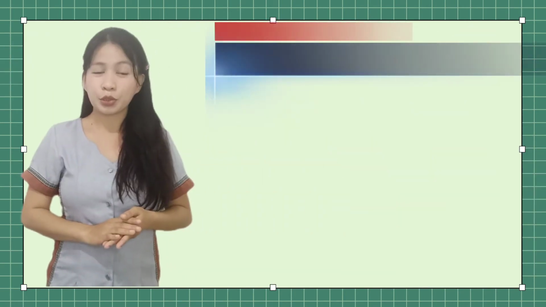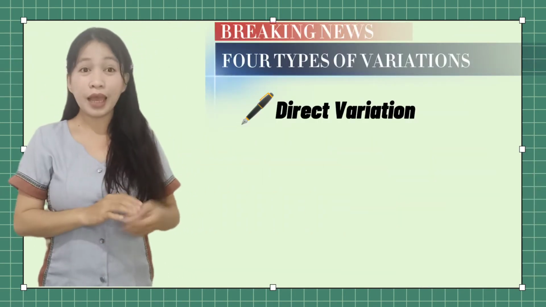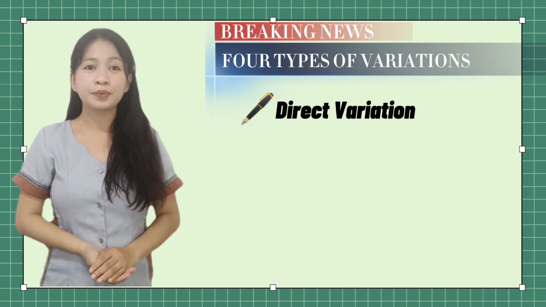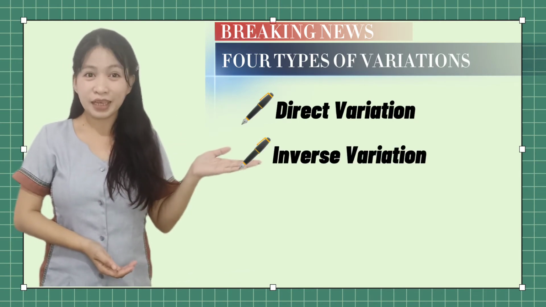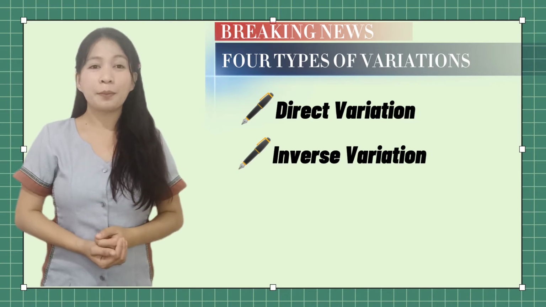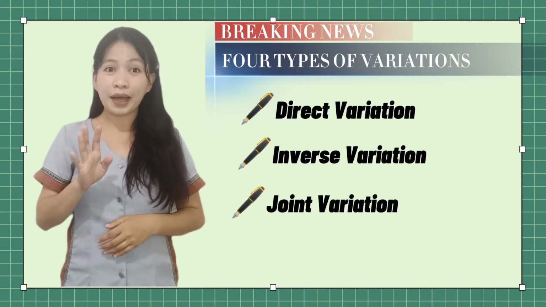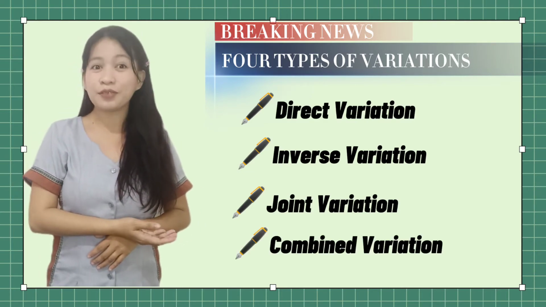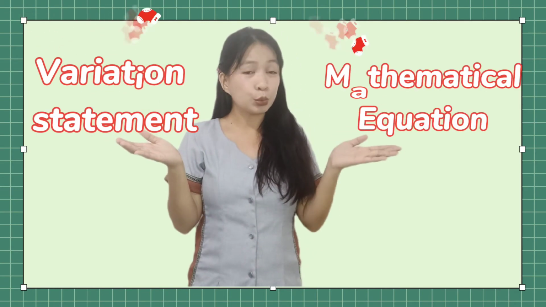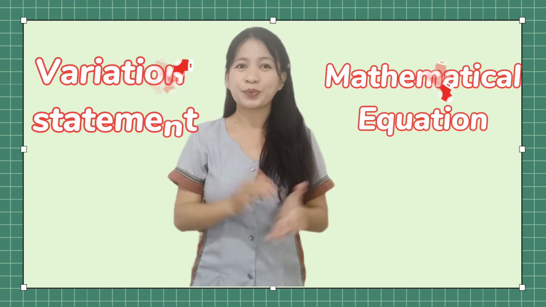So ngayong araw na ito ay tatalakayin natin ang iba't ibang uri ng variations. So meron tayong una, direct variation. Pangalawa, inverse variation. Pangatlo, joint variation. At ang pang-apat ay ang combined variation. So ngayong araw na ito ay didiscuss ko kung paano mag-translate ng variation statement into mathematical equation.